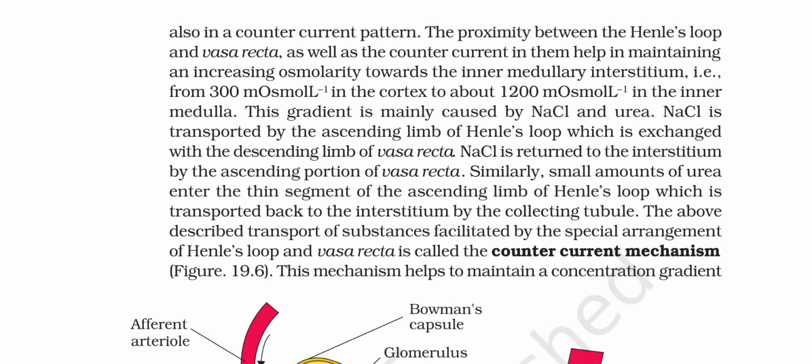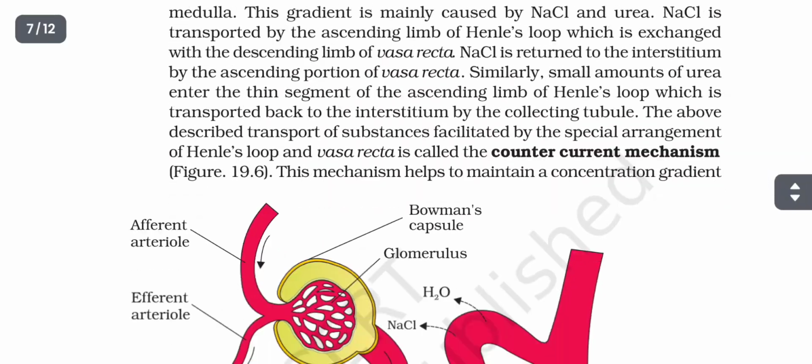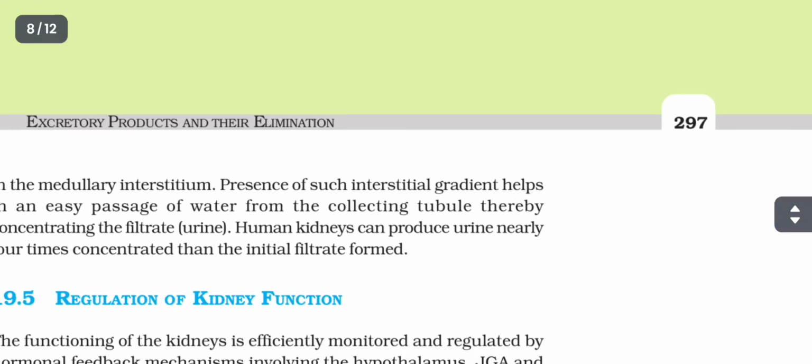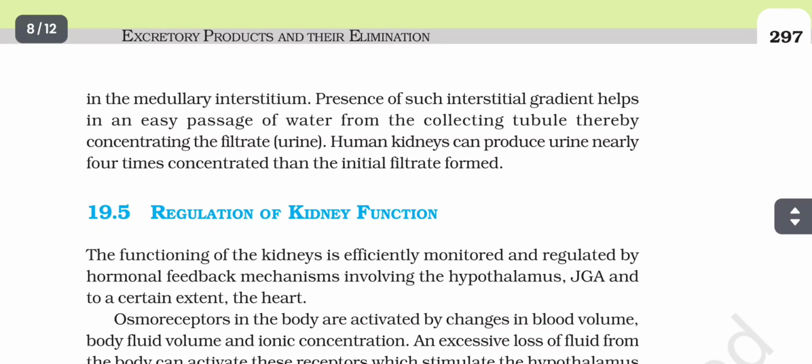The above described transport of substances, facilitated by the special arrangement of Henle's loop and vasa recta, is called the countercurrent mechanism. This mechanism helps to maintain a concentration gradient in the medullary interstitium. Presence of such an interstitial gradient helps in an easy passage of water from the collecting tubule, thereby concentrating the filtrate. The human kidney can produce urine nearly 4 times more concentrated than the initial filtrate.